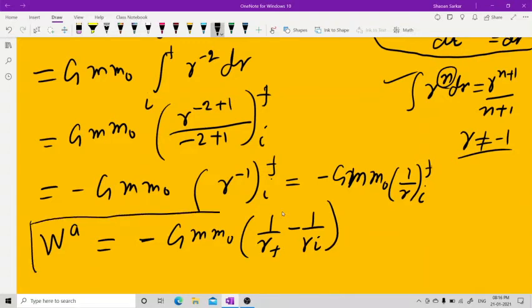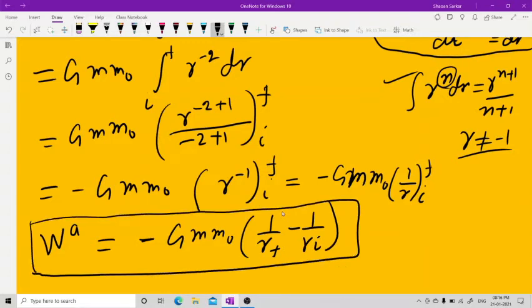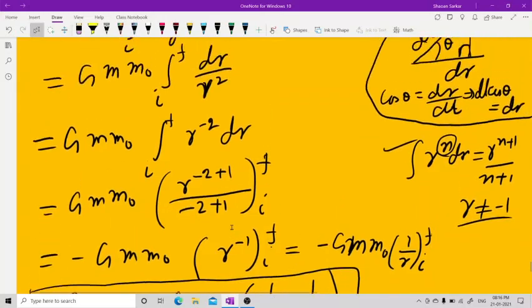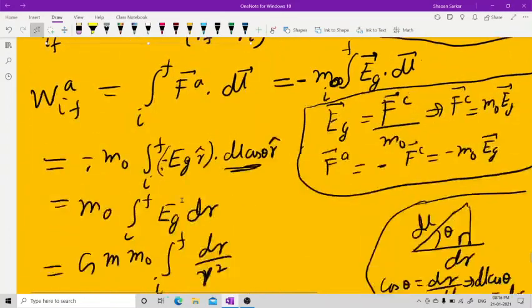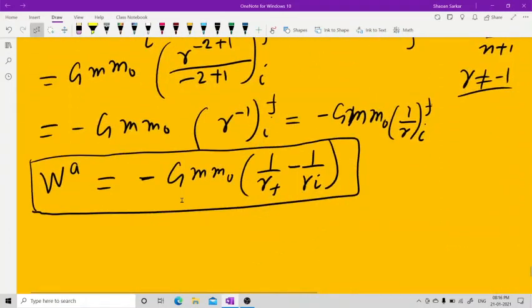Now, can you see one thing? This expression is just the opposite of this expression, the conservative one. Okay, I have to write initial to final. Now, see, you need not do both the expressions in the examination. I did it for your sake of understanding this concept. Now, the main part is something very interesting, which you will see right now.